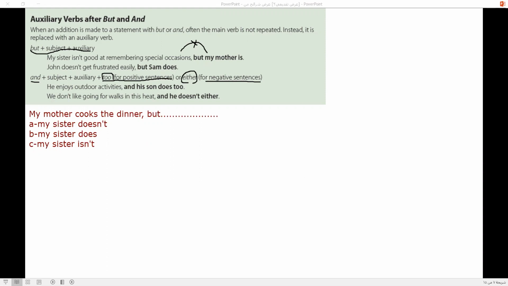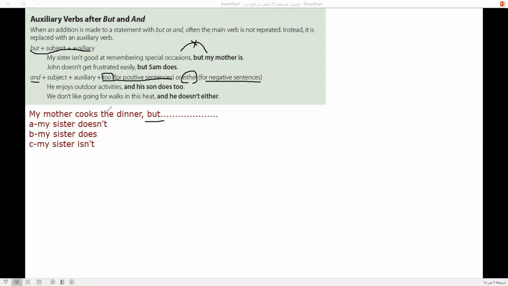What do you think? Very good, Yaqeen. Very good, Lilas. What about the rest? Do you want to see if you remember the grammar or not? Try to answer. Just by seeing, but you have the answer.